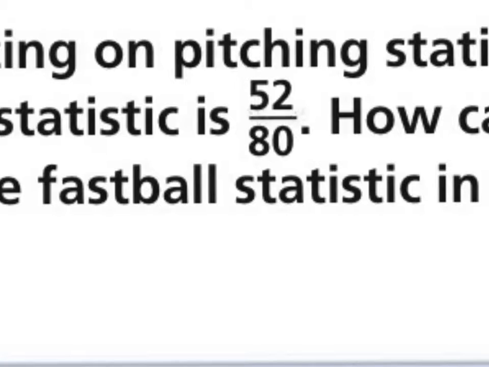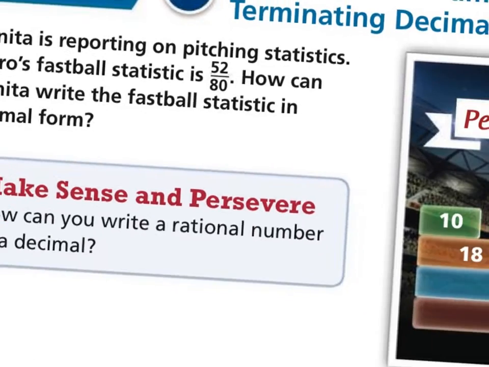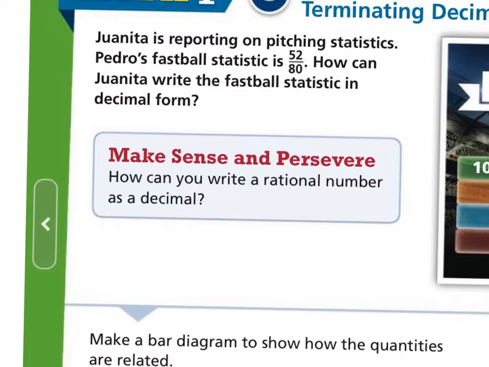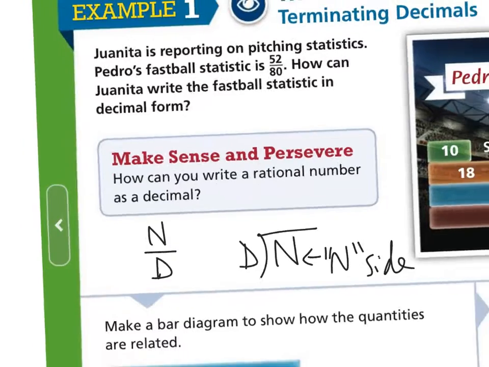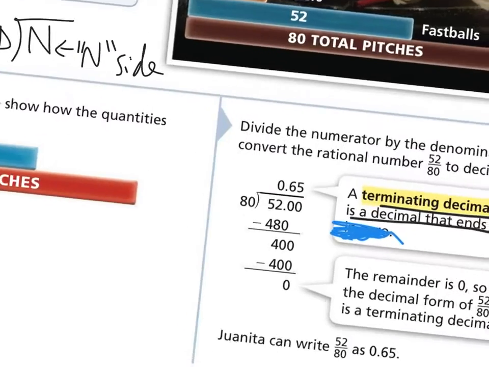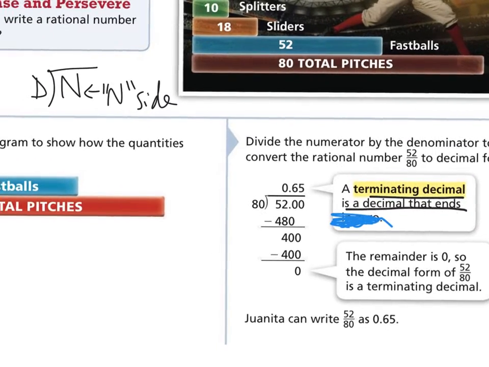And the fraction bar indicates division. Remember, in a fraction we have 2 parts. The number on the top is called the numerator. The number on the bottom is called the denominator. And remember, when we go to divide this, n for numerator goes on the inside. So when we divide that out, 52 divided by 80, 52 needs to go on the inside there.